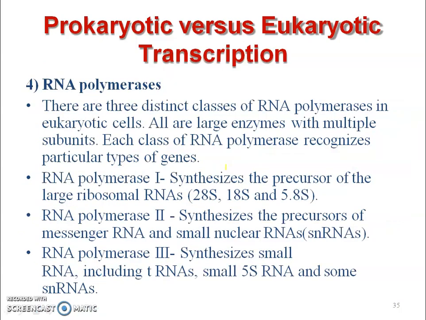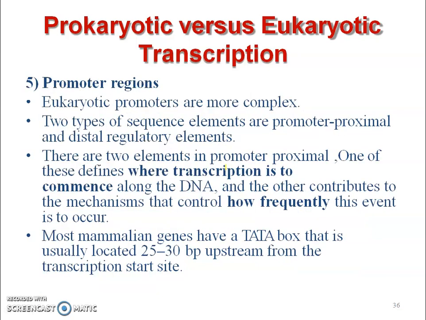Then prokaryotic versus eukaryotic transcription, another point: RNA polymerases. There are 3 distinct classes of RNA polymerase in eukaryotes, and each class of RNA polymerase requires a particular type of genes. Polymerase 1 synthesizes rRNA, polymerase 2 synthesizes messenger RNA, and polymerase 3 synthesizes small RNA and tRNA, transfer RNA. Then prokaryotic versus eukaryotic promoter regions.